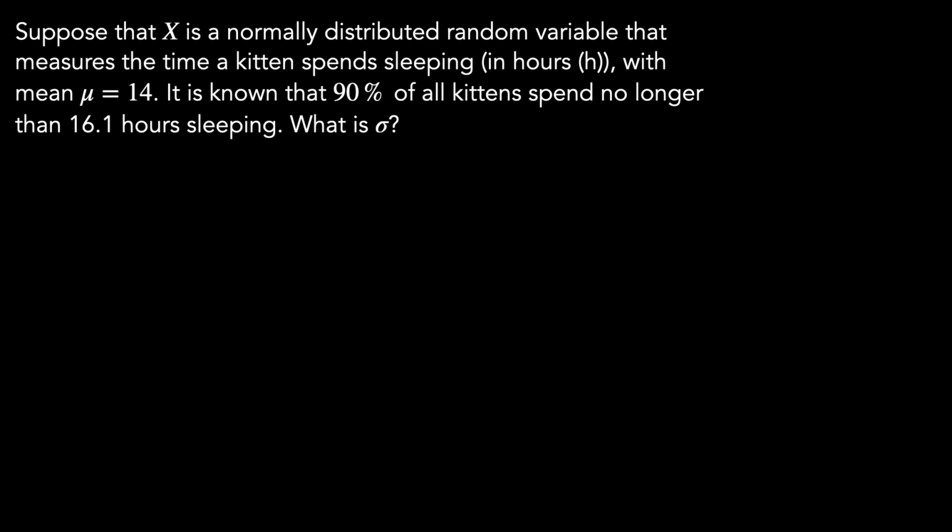So we want to find what sigma is, so we need a formula for sigma. The formula that we saw a couple slides ago is z equals x minus mu over sigma. We can just rearrange this to get sigma on the left-hand side and see that it's x minus mu over z.